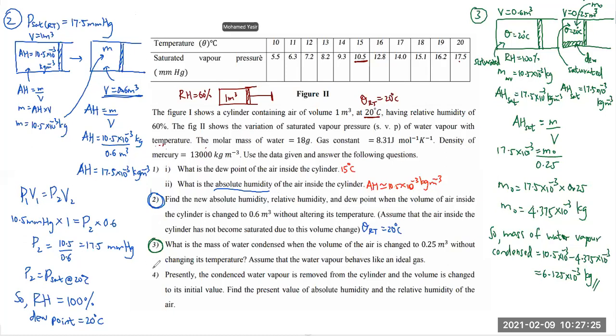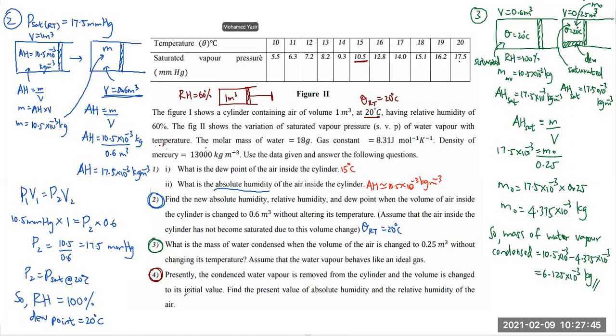Fourth part. Let's use maroon color for the fourth part. Presently, now we are here. Water has condensed. This much water has condensed, and we have 4.375 into 10 to the power minus 3 kilograms of water vapor in the system.